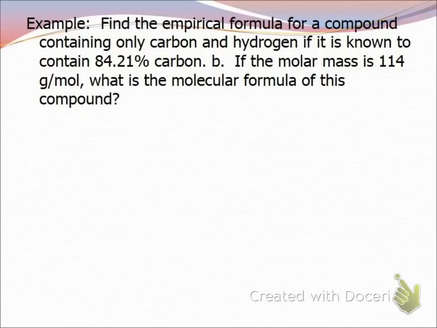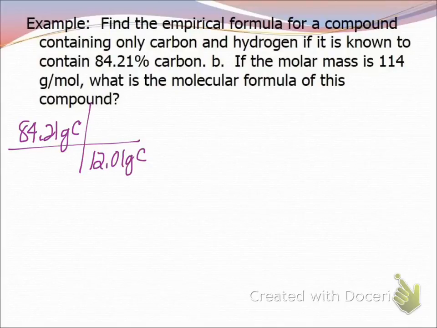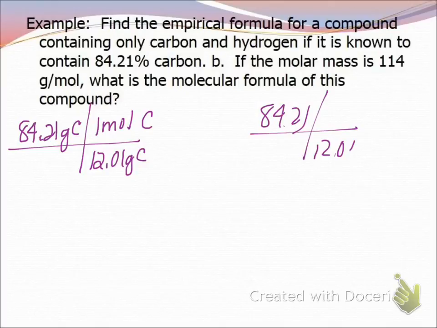Okay, so find the empirical formula of a compound containing only carbon and hydrogen if it's known to have 84.21% carbon. So we're going to assume 100 grams. So that means we have 84.21 grams of carbon divided by its molar mass. Again, you better put these units down. Don't just put numbers. I will take off points. And what I mean by that is if you just did this, I would take off points, because I don't know what you're doing there. You have to put units on there.